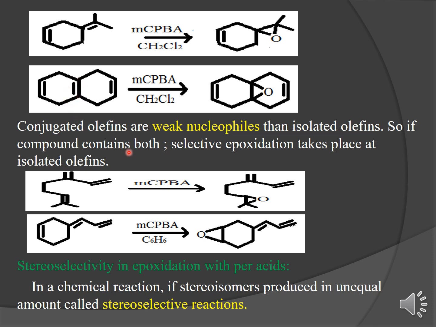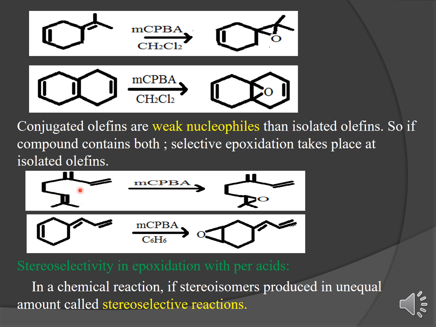Then moving on to the next point: conjugated olefins are weaker nucleophiles than isolated olefins. So remember, conjugated olefins are weak nucleophiles compared to isolated olefins. If the compound contains both conjugated as well as isolated olefins, the selective epoxidation will take place at the isolated olefin.